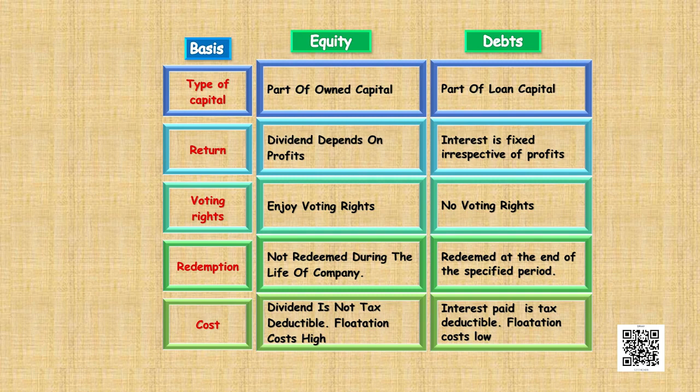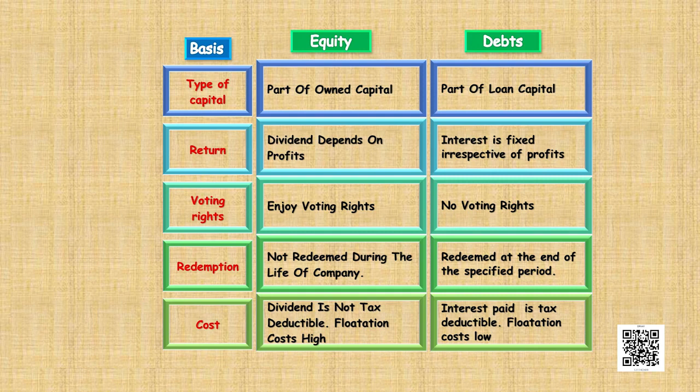On the basis of type of capital, equity is a part of owned capital, whereas debt is a part of borrowed capital. Then we have on the basis of return. The dividends are expected on equity because it is a part of profit and the shareholders or equity holders are the owners of the company, whereas the debt holders are a liability to the company and they are paid interest on it. Similarly, let us talk about voting rights. Equity shareholders have voting rights, but debt holders have no voting rights with them.